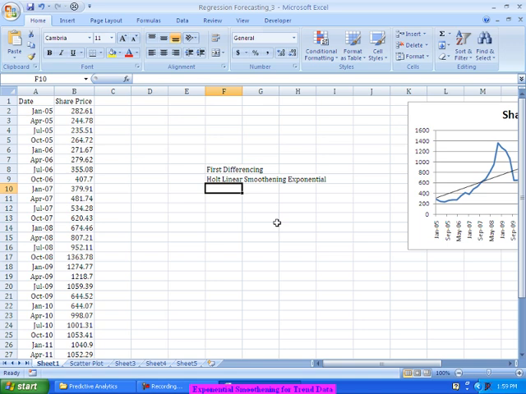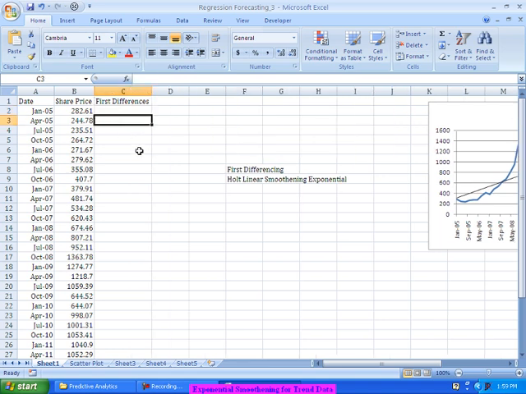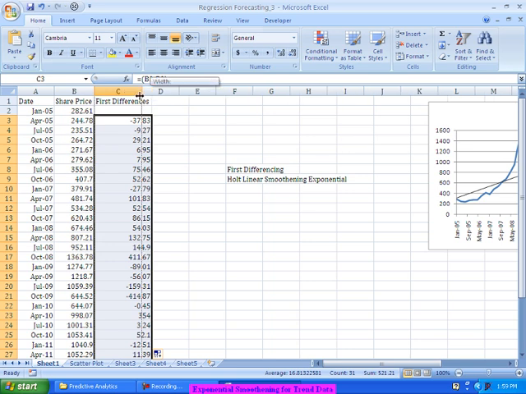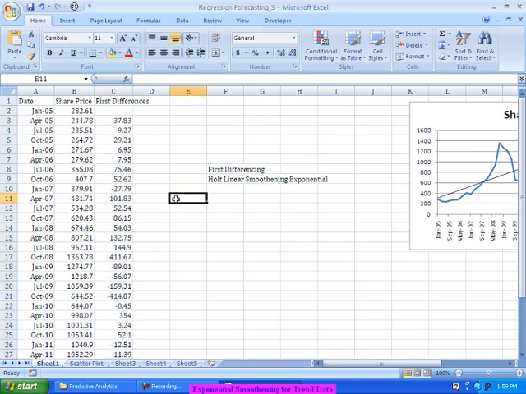Now, the way I proceed, the first column I'll take as first differences, which is nothing but the second value minus the first value. So I am simply taking the first difference as the second value minus the first value. Alright, so it comes out as minus 37.83, and when I drag it down, these are the differences that have come out. So this is what I call the first differences.